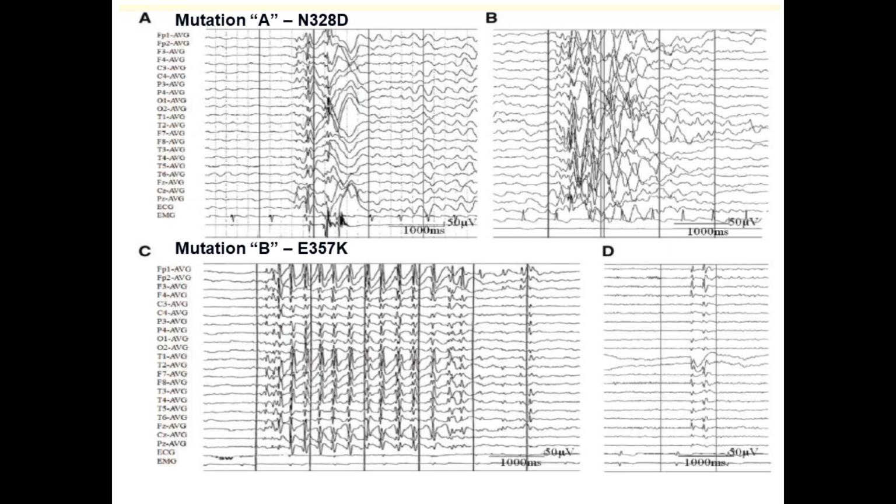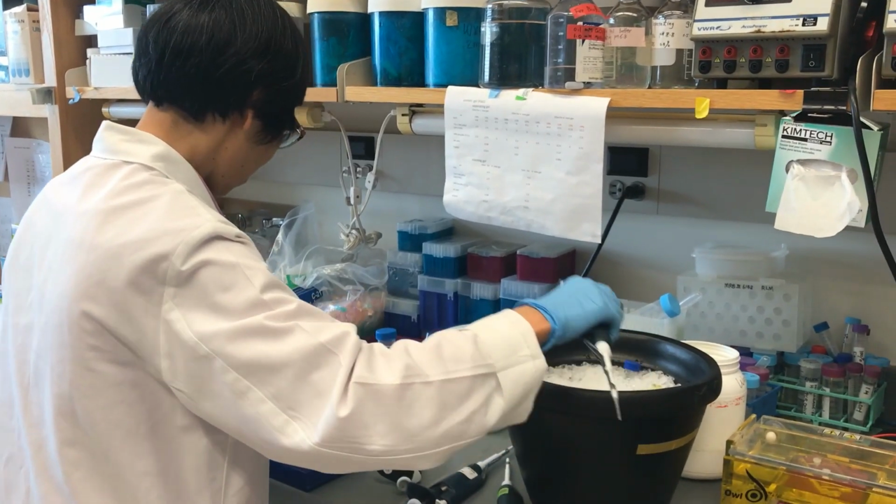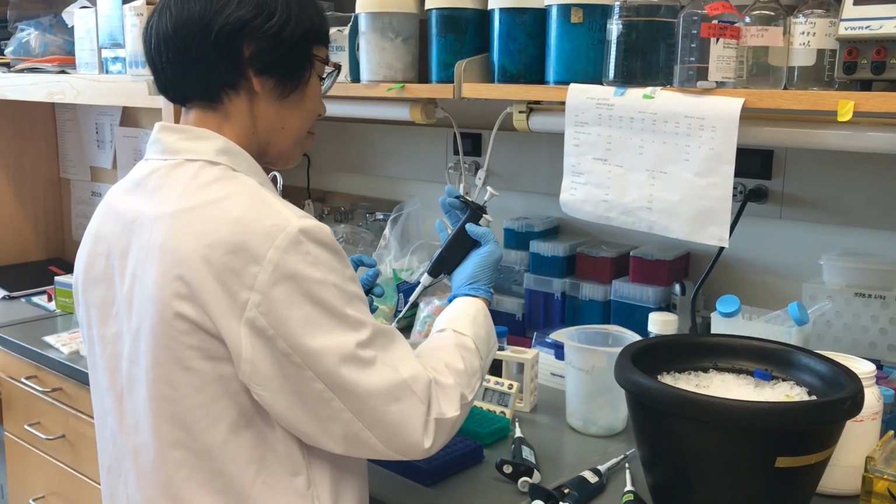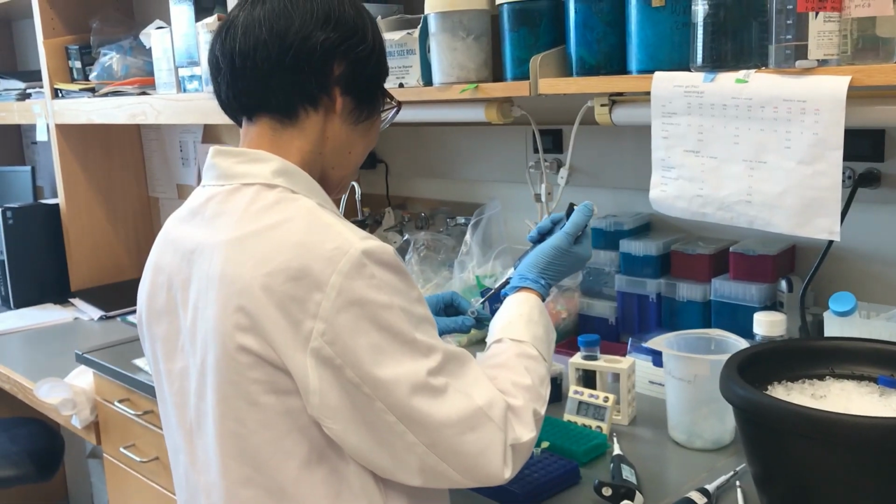In this paper, we first compared multiple mutations, and now we focused on 2 mutations we call mutation A and mutation B. Mutation A is associated with a more severe kind of epilepsy called Lennox-Gastaut syndrome. The patient also has a neurodevelopmental delay, while mutation B, a patient associated with mild epilepsy called juvenile absence epilepsy. The patient has normal cognition. So that's quite interesting. We wonder why the mutation in the same gene give different epilepsy severity.